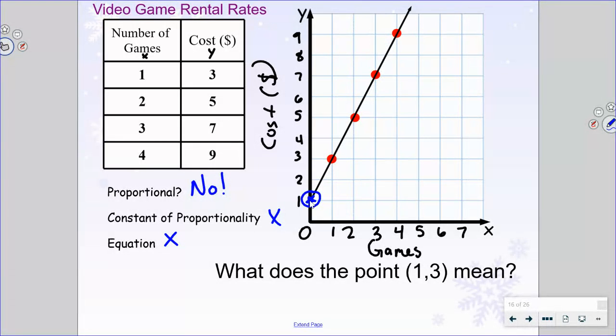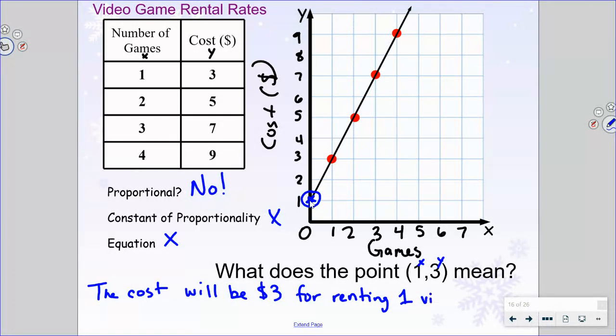Let's wrap up with interpreting what the (1, 3) means. Remember, here we're talking about cost, so that's how I'm going to begin my sentence. The cost will be, okay, now which of those numbers in the ordered pair is the cost? Well, the cost is the y value, so the cost will be $3 for, now what does that 1 mean? That 1 is the number of video games rented. For one, how about I say for renting one video game.